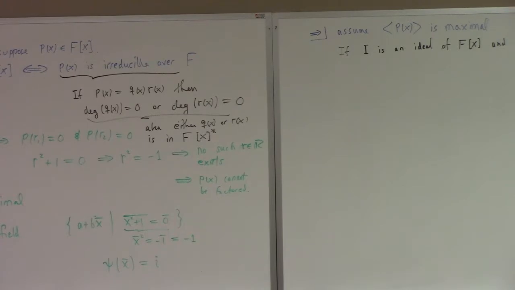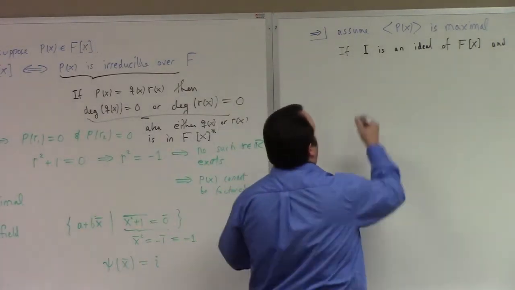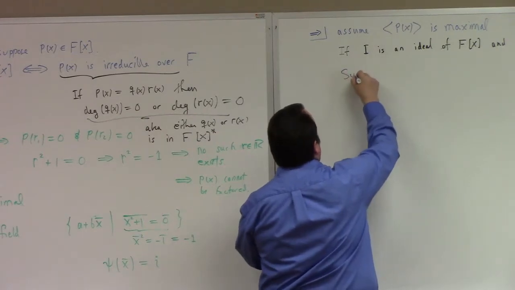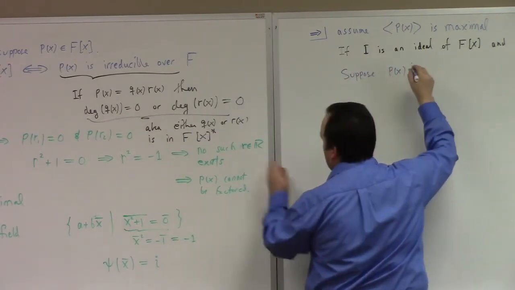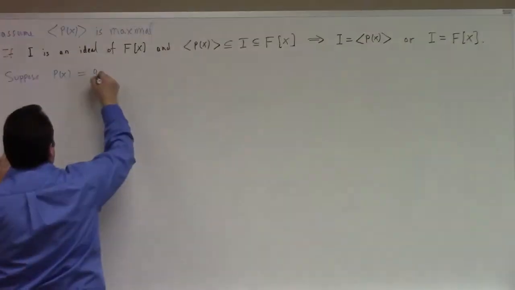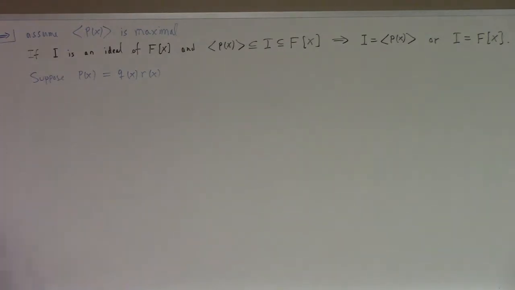Okay, so great. So what should we do? Suppose that P of x is equal to Q of x times R of x, right? Now, what can we say then?